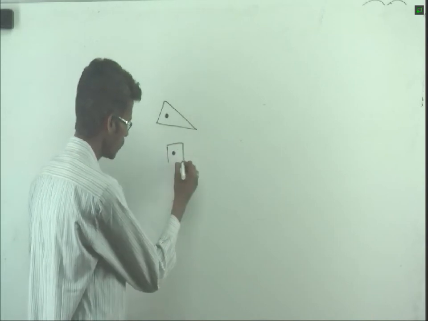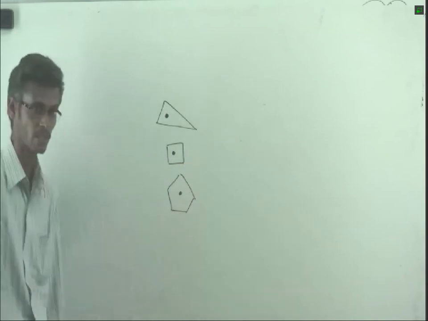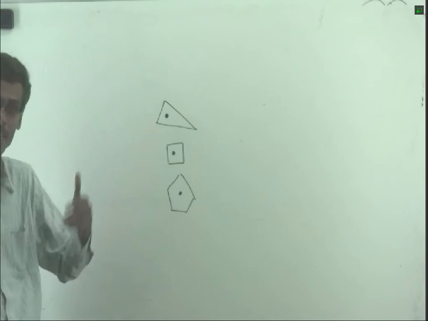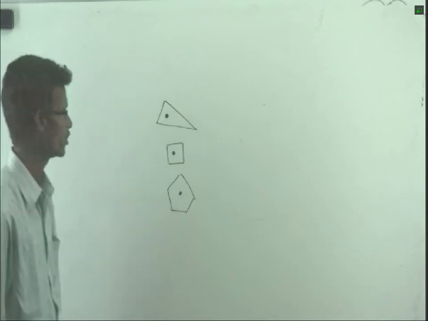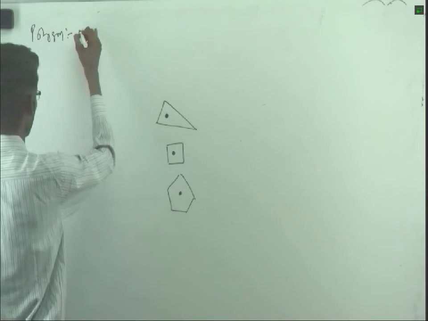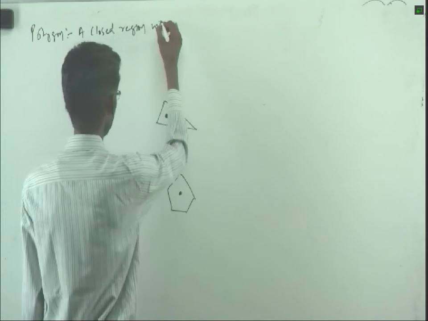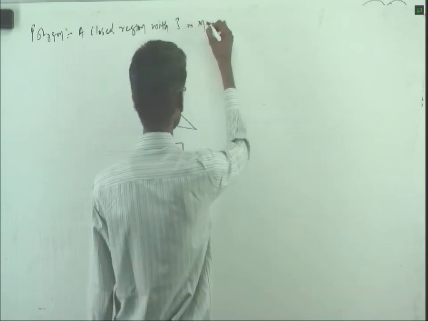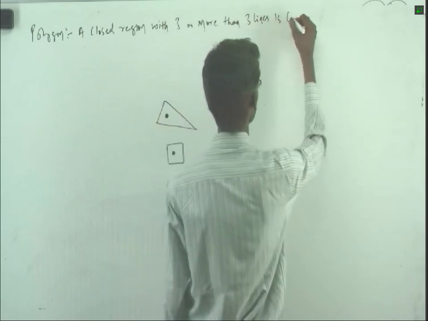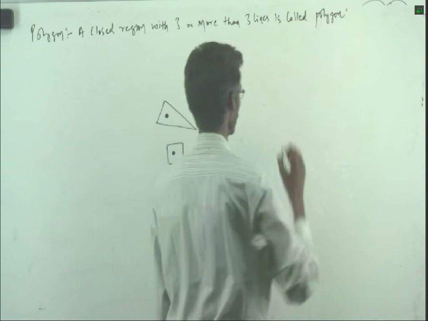Now, the same dot, with the help of four lines also we can close it. With the help of five lines also we can close it. That means in order to close a region, minimum you require three lines, three or more than three lines. So the definition of a polygon is: a closed region with three or more than three lines is called a polygon.